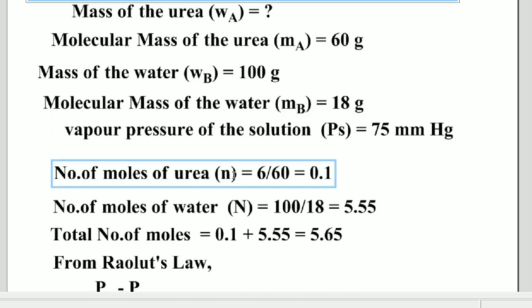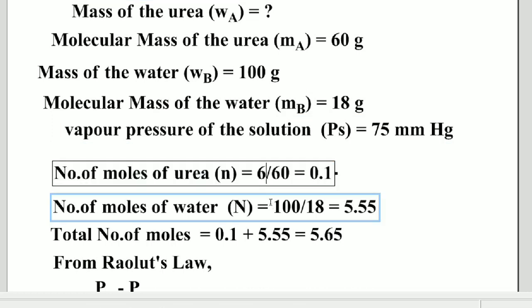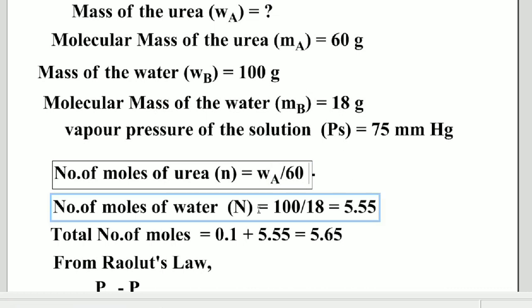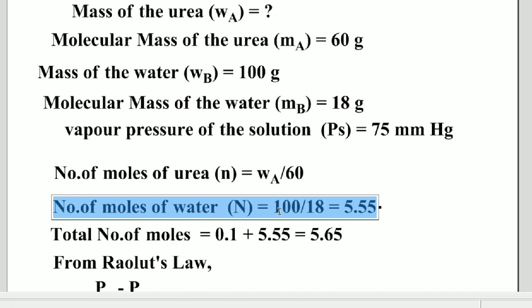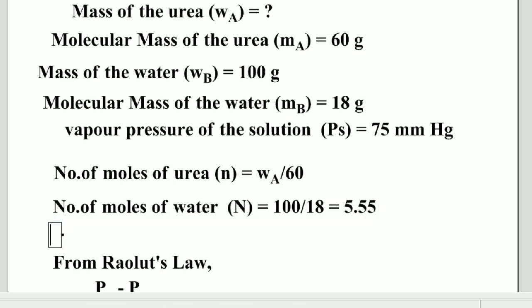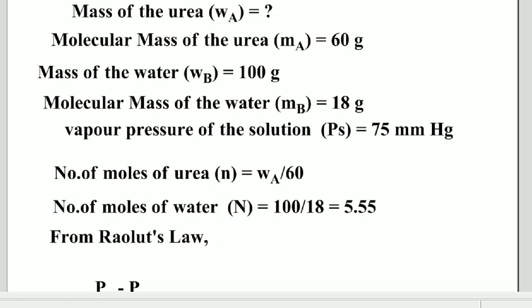Now the number of moles of urea is equal to the weight of urea by the molecular mass of urea. Students, we should find the weight of urea, that is nothing but Wa in this problem, divided by 60, and the number of moles of water is equal to 100 by 18, that is nothing but 5.55. So students, we know the modified form of Raoult's law.